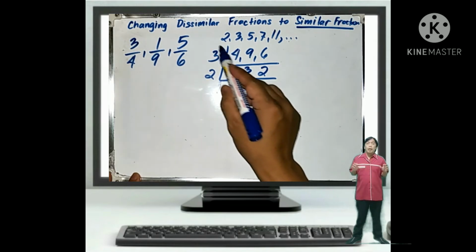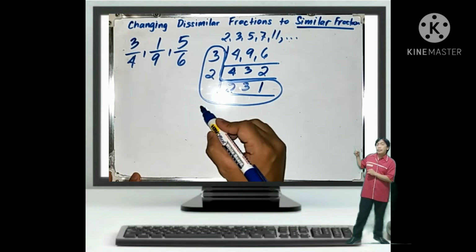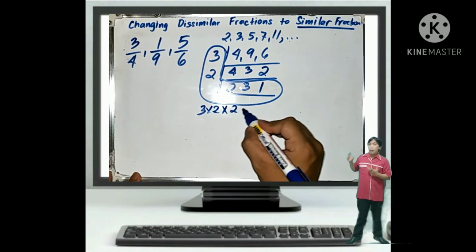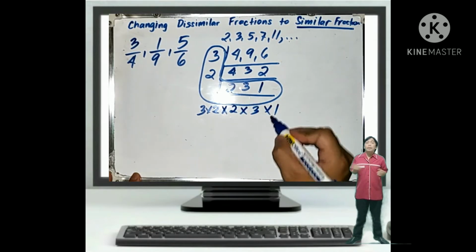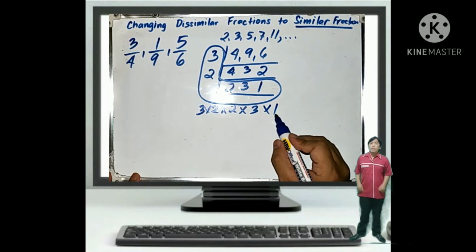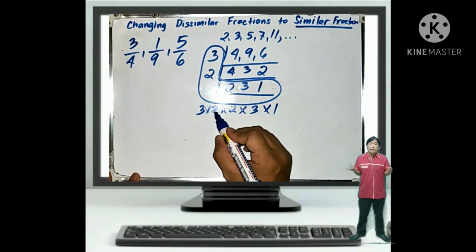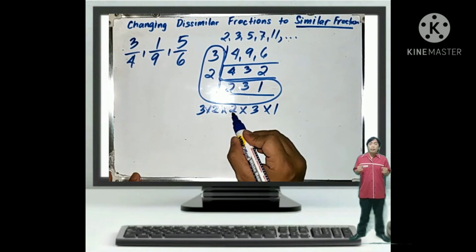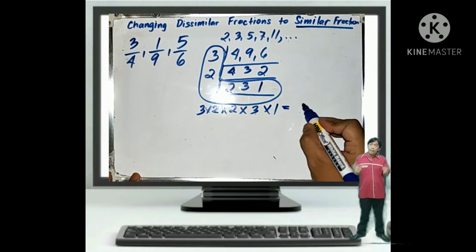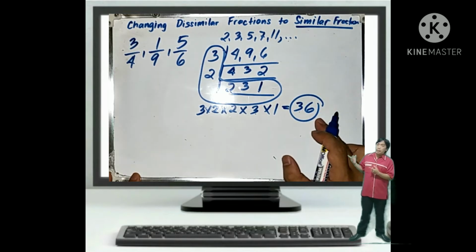Now, look at these numbers. Are they all prime numbers? Yes. So, meaning, 3 times 2 times 2 times 3 times 1. If now we multiply these numbers, the answer is the LCD. Okay, so 3 times 2, which is 6. 6 times 2 is 12. 12 times 3, I mean, the answer is 36. So, this is our LCD, 36.